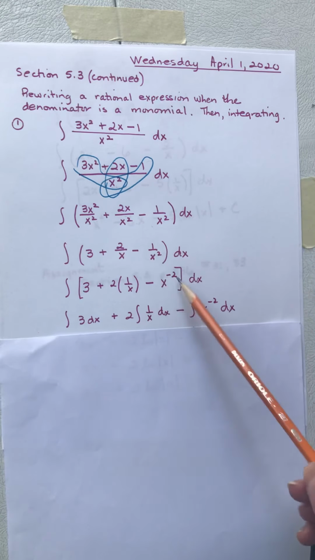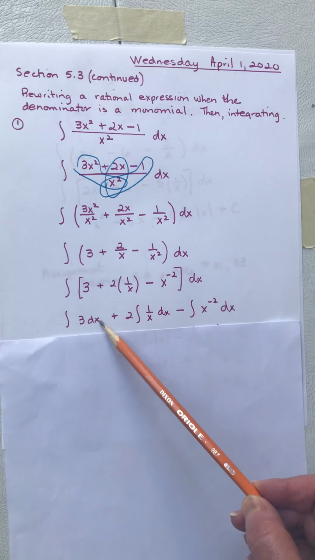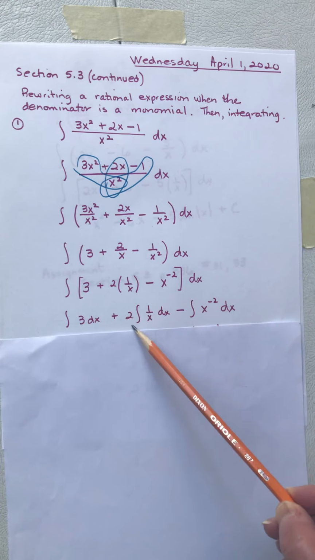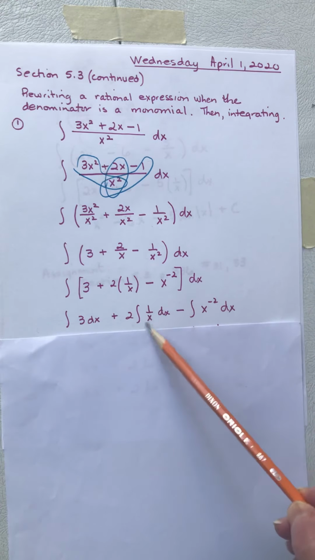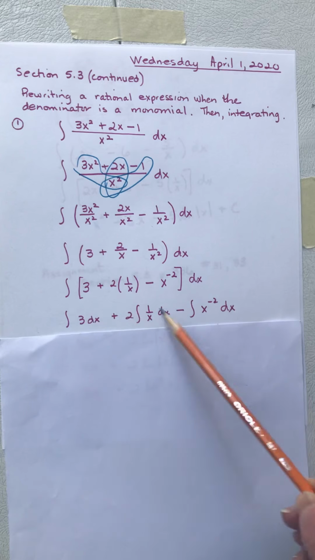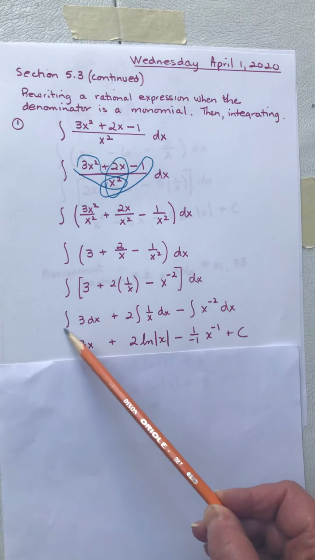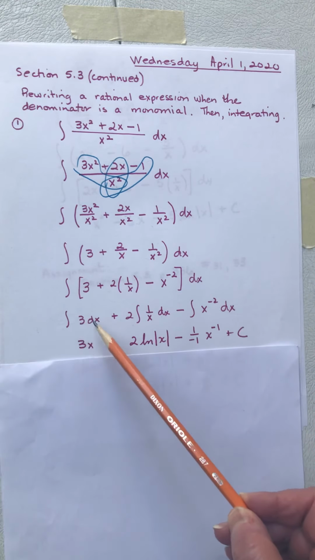So this splits into the integral of 3 dx plus, I can take the coefficient 2, put it in front of its integral of 1 over x dx, minus the integral of x to the negative 2 dx. So there are our 3 integrals. And so we're going to integrate them one at a time. So the integral of 3 with respect to x is 3x.